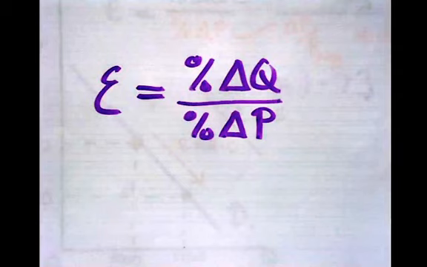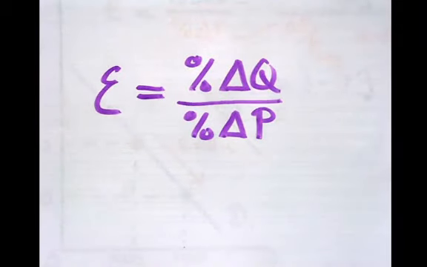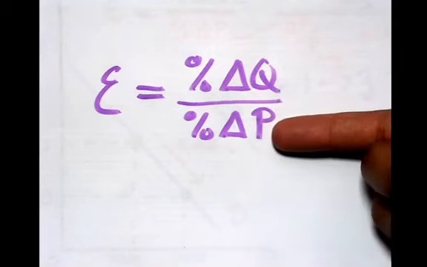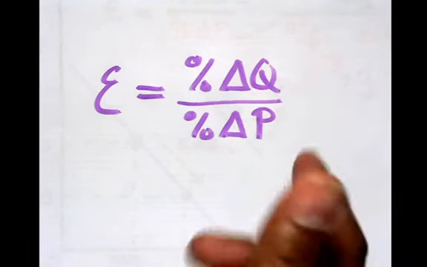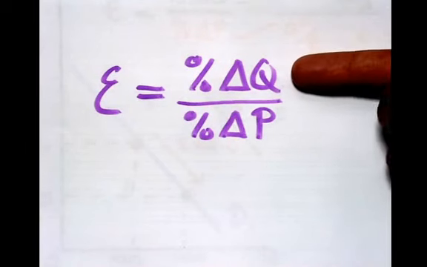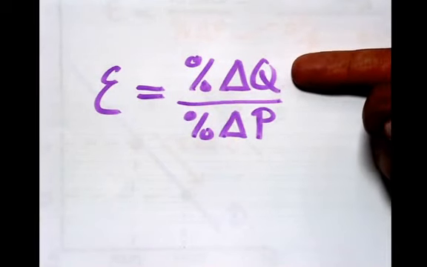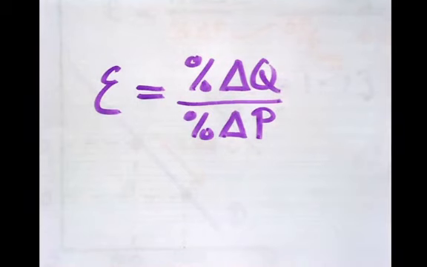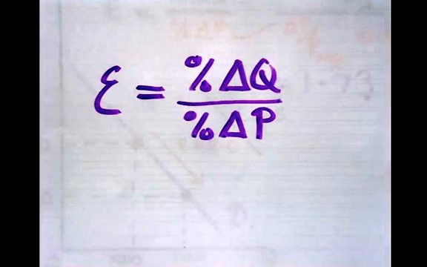Yeah? If something is sensitive, the numerator, the top number, is larger than the denominator. So the answer will be greater than 1. If it's not very sensitive, the top number will be quite small. The numerator will be small compared to the denominator. The answer will be less than 1. If the two are equal, the answer will be 1.